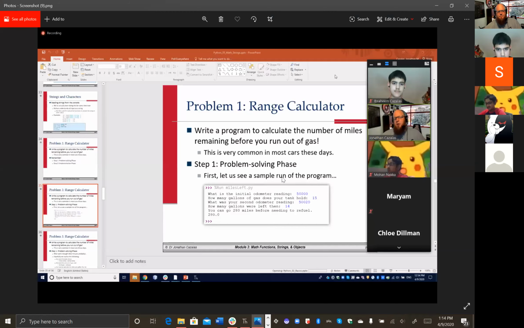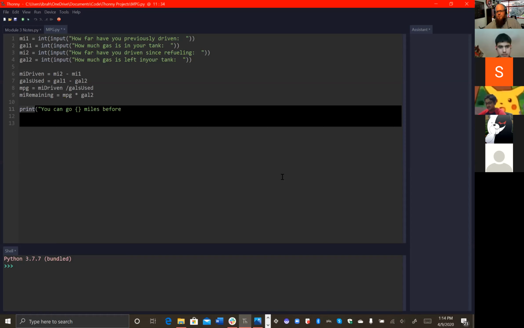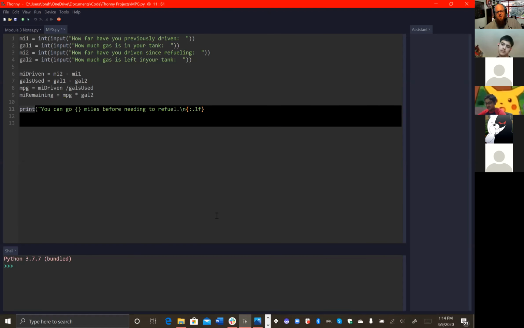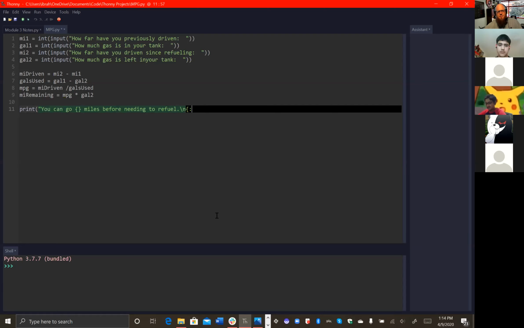You can go 280 miles before needing to refuel. What is that for? Do you have an extra line just right here? 280.0. Oh, okay. I don't know why that's even there. You don't need that.